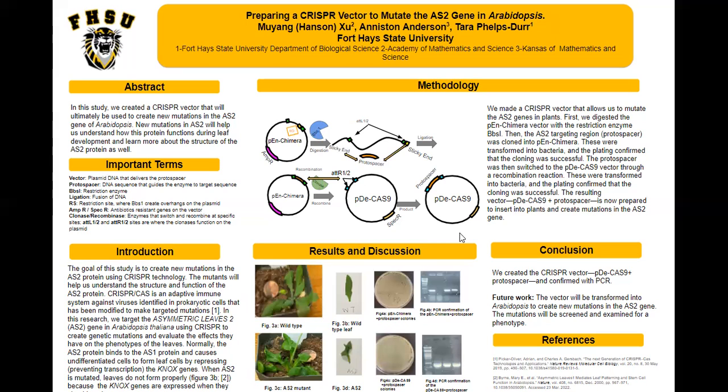So far, we have been able to create and confirm the CRISPR vector and that it will work. We now plan to transform this vector into Arabidopsis plants in order to form new mutations. We will then be able to examine the Arabidopsis plants for new phenotypes and compare them to the originals.